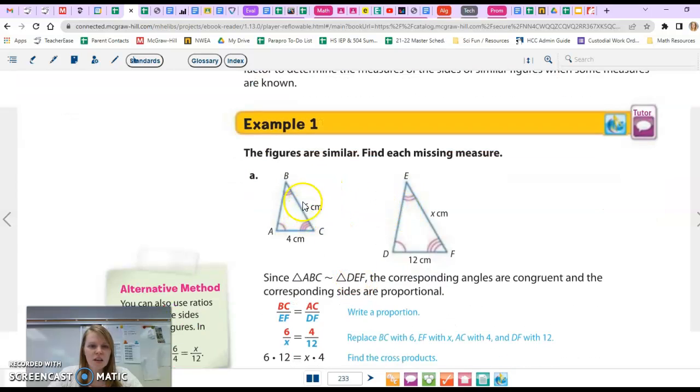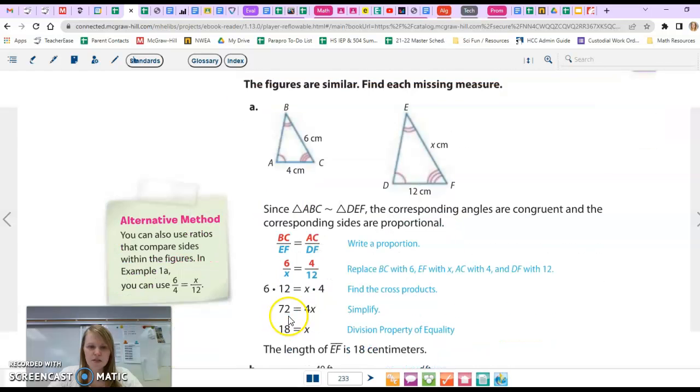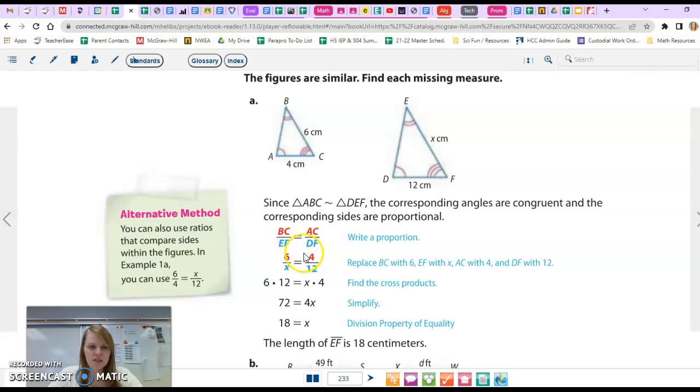So here, I see that we have a 6 and a 4, but this side is unlabeled. We have an X and a 12, and this side is unlabeled. If we need to find X, let's set up the other pieces in a proportion. Do you see that they put 6 over X? They did little triangle over big triangle, 6 over X. That means on the other side they had to put 4 over 12. 6 over X is equal to 4 over 12.